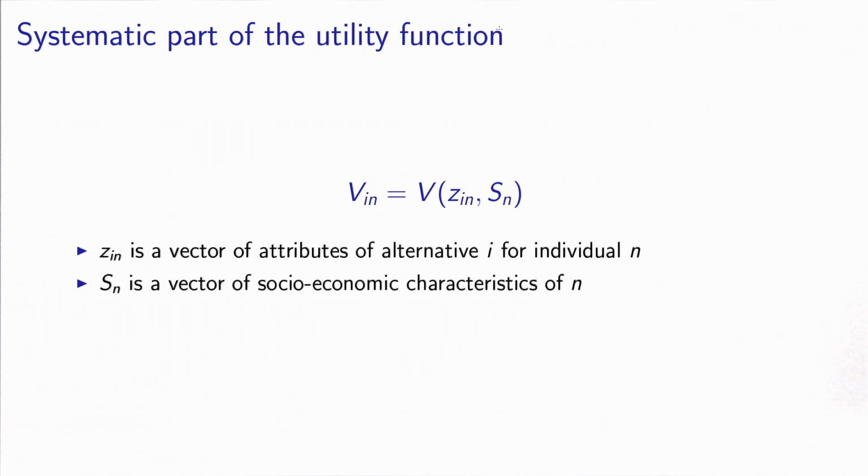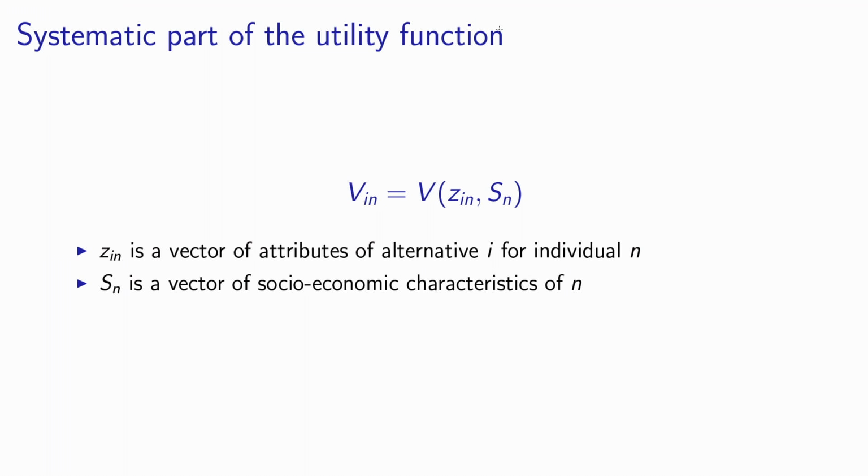We call these variables the explanatory variables because these are the variables that explain the choice. And we identify 2 categories of variables. The first category is the attributes of the alternative. We will denote them by z_in. We have 2 indices because they vary across alternatives and they vary also across individuals. The second set of variables is denoted by s_n. They are the socioeconomic characteristics of individual n. These variables do not vary across alternatives i. So this is why s_n has only 1 index, n.